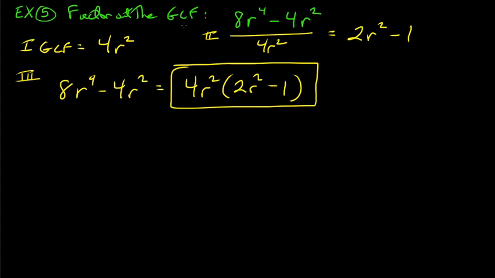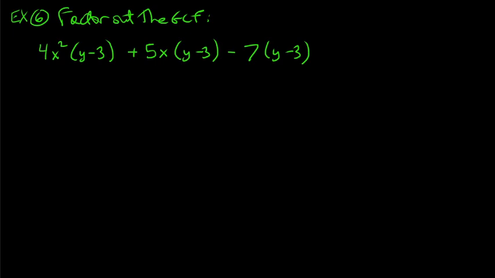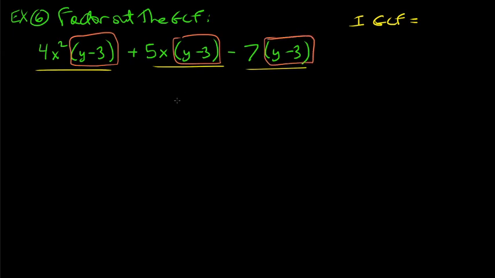And so that's it for factoring out the GCF when the GCF is a monomial factor. Now let's go on to binomials. Okay, factor out the GCF. We have 4x squared times y minus 3 plus 5x times y minus 3 minus 7 times y minus 3. Okay, so to factor out the GCF, we first have to find what is the GCF. Right, and I'm hoping it's obvious here. What do all three of these terms have in common? They have a common y minus 3. Even though it's two terms, right, it's a y and a negative 3, that is our GCF, right?